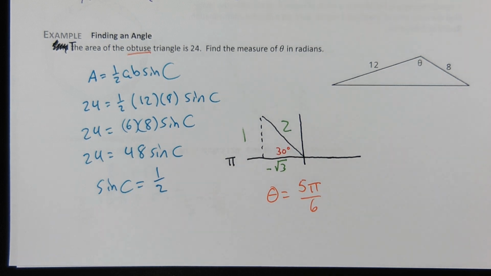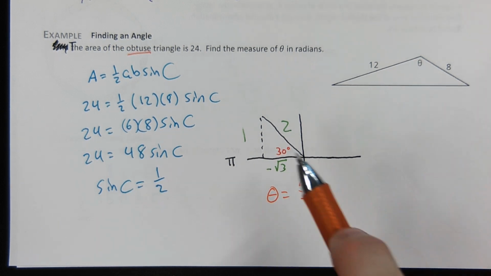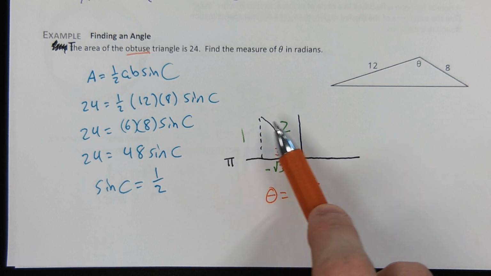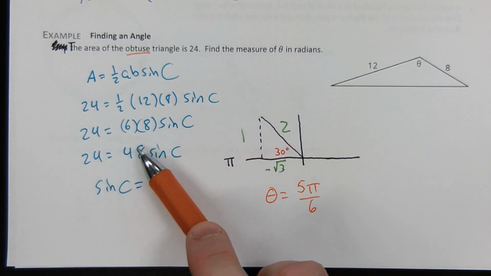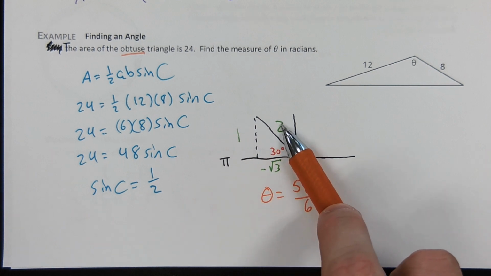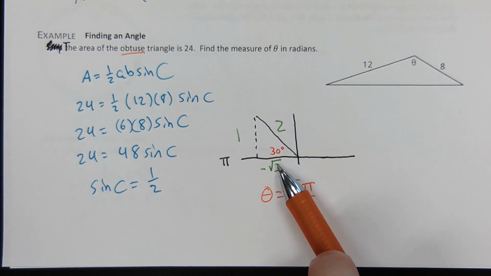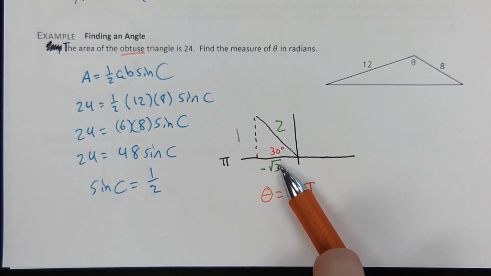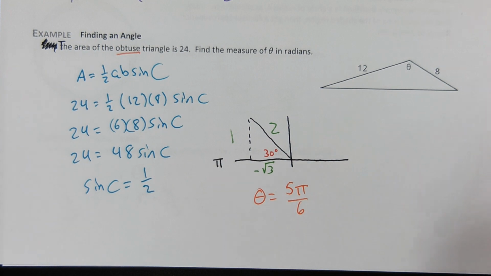We know it's 30 because we knew that 1 and 2 were the y and the r, because 20 reduces. So if this is y, this is r. That makes that a root 3, but because I'm in quadrant 2, it makes it negative. That means this must be a 30, 60, 90 triangle. And the 30 is always across from the 1.